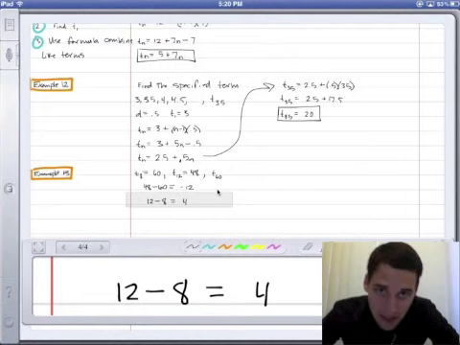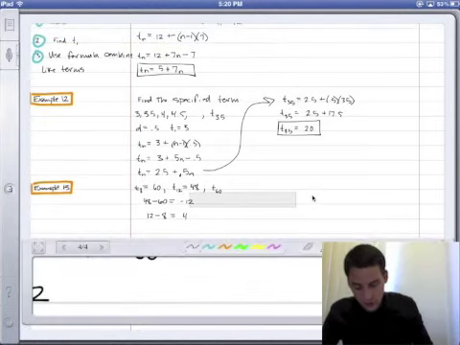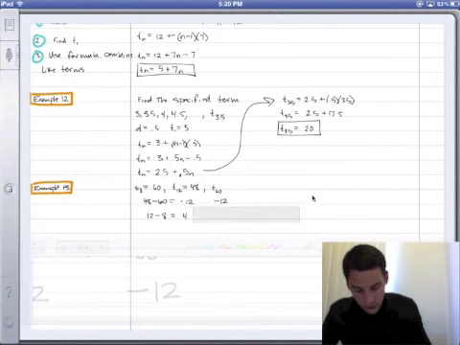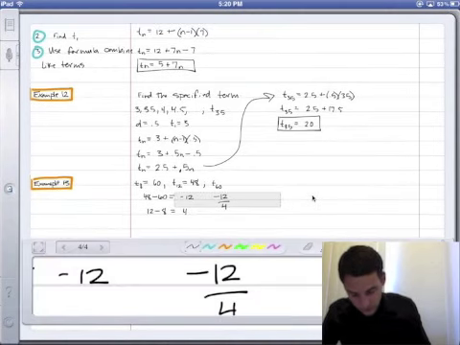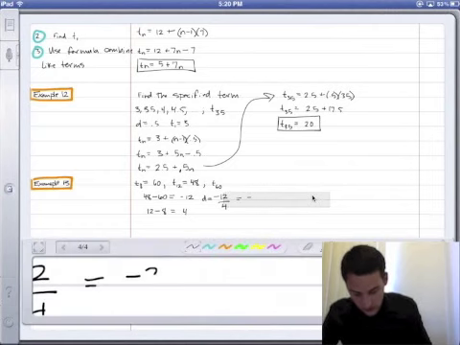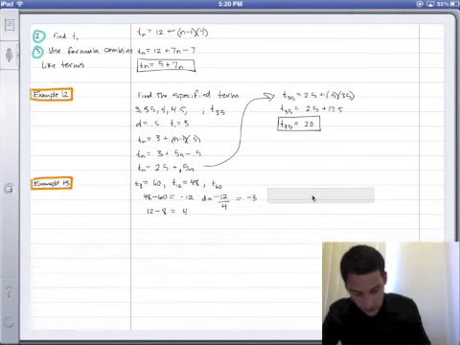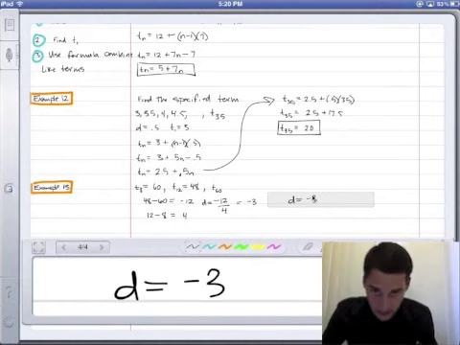So to get d, I don't know if this will make sense, but I have to go negative 12 divided by 4. So this is for d. And in this case, that equals negative 3. So d equals negative 3. So I found d.